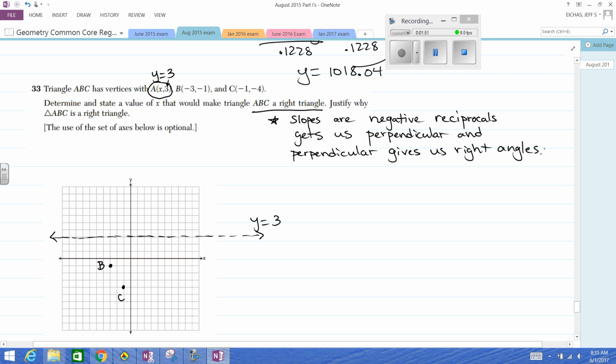Now, which angle is going to be the right angle? Well, it could be A, but I'm going to prove in a minute that that can't happen, just by the sheer distance of how far A is from those two points. If angle B is the right angle, we can do that, and same with angle C. What I'm going to start with is getting the slope of BC, because that's how we're going to do this. So we'll start with that.